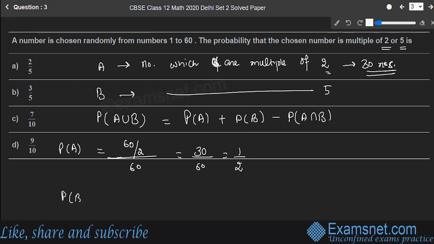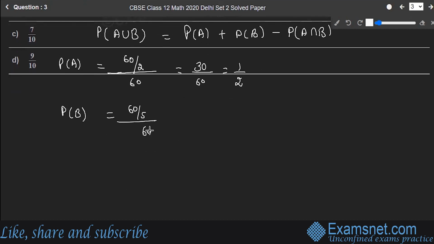Now the probability that it's a multiple of 5. So how many multiples of 5 are there in 60? This is 60 upon 5, upon 60, or this will be equal to 12 upon 60. I'll leave it here only. Okay, 30 upon 60, 12 upon 60.